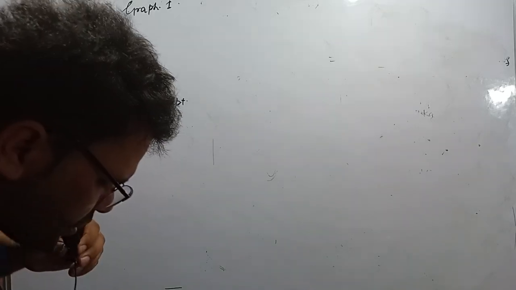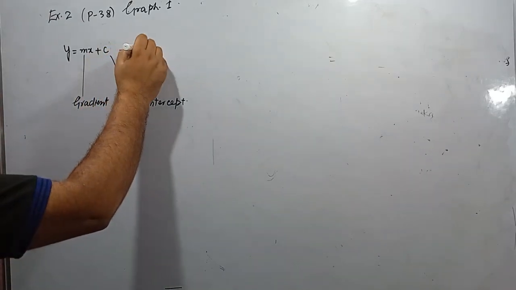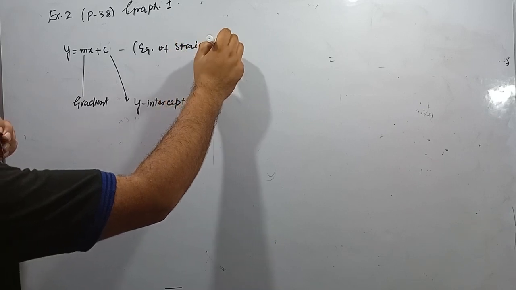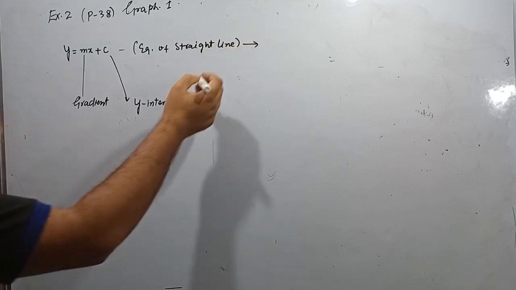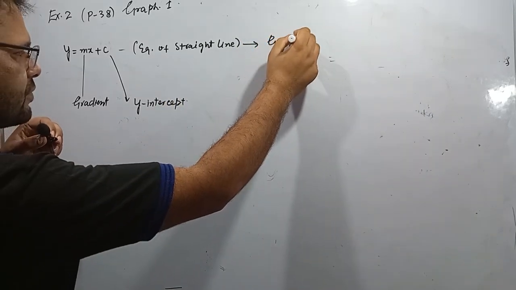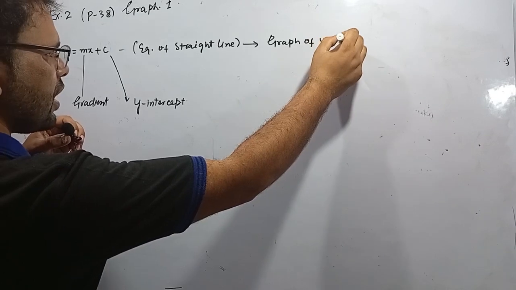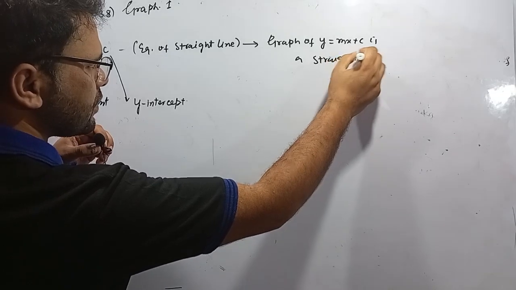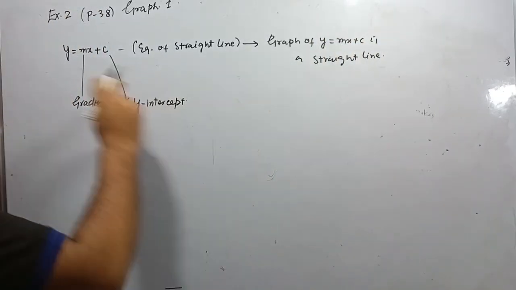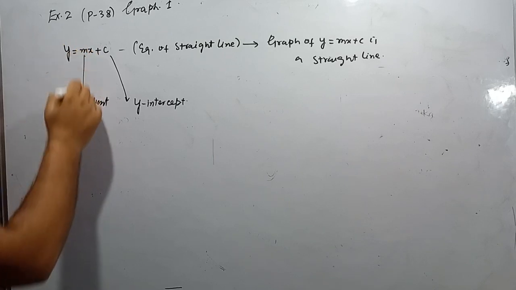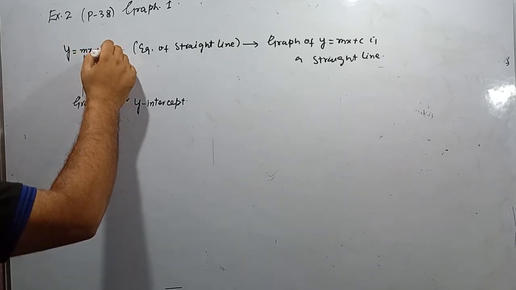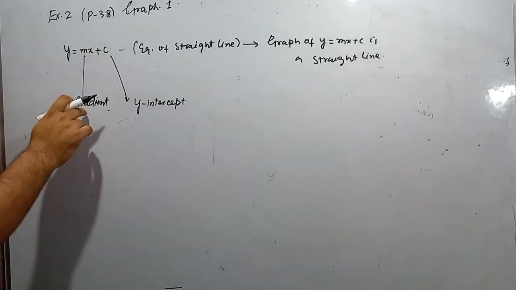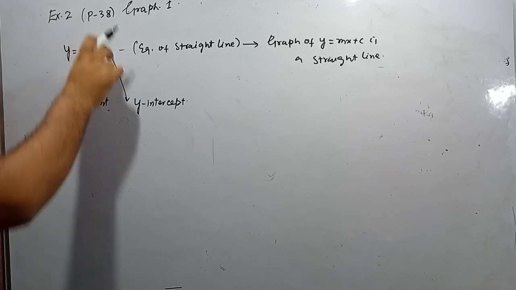This is the equation of a straight line. That means its graph will always be a straight line. The graph of y equals mx plus c is a straight line, and you can see here this m is actually the gradient and this c is the y-intercept. So the coefficient of x, that's m, is the gradient of this equation, and c is the y-intercept.